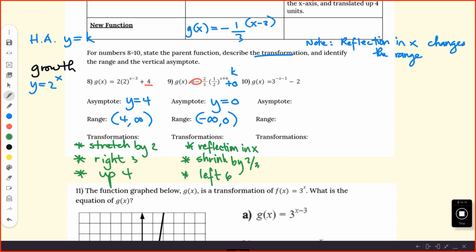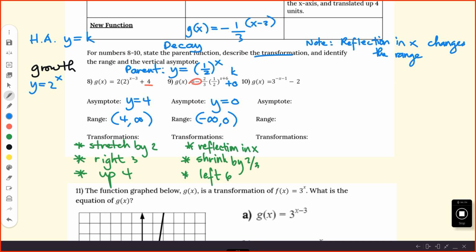Okay. Now, because we're asked to write the parent function, what is the parent function of this number 9? Y equals 1/2 raised to x. That's our parent function, right? So let me write parent y equals 1/2 to the x because the base is 1/2. And what model is this? This is a decay model.